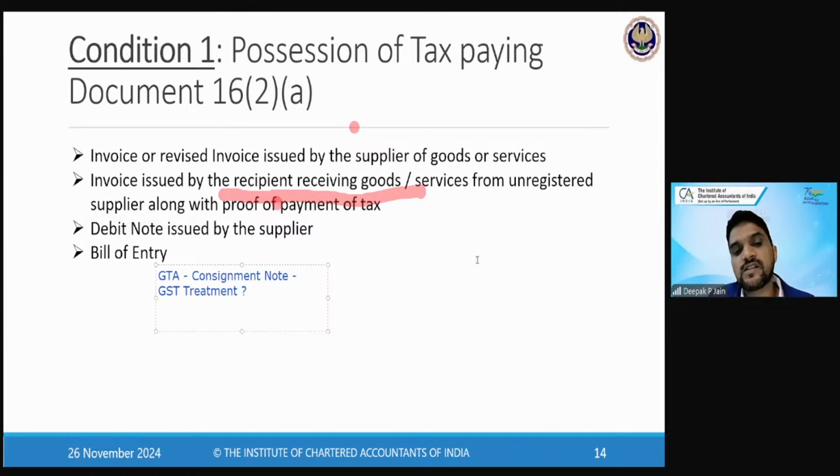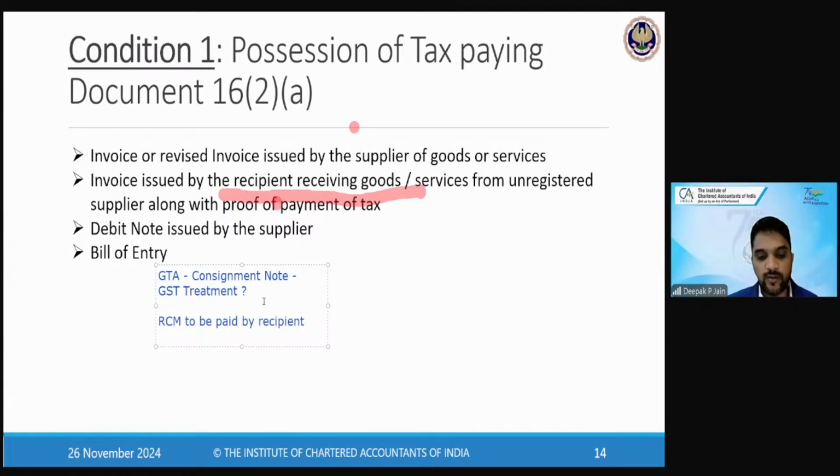Correct. So in this case, the consignment note is given by a goods transport agency. It could be 5% without ITC or 12% with ITC. So if the consigner is not giving you an invoice, it means that he is not charging you GST. You have to pay under reverse charge. So we have to pay under reverse charge mechanism. Is he giving you an invoice? No, because he's only giving you a consignment note and he is unregistered. So he is not giving anything. So RCM is to be paid by the recipient.